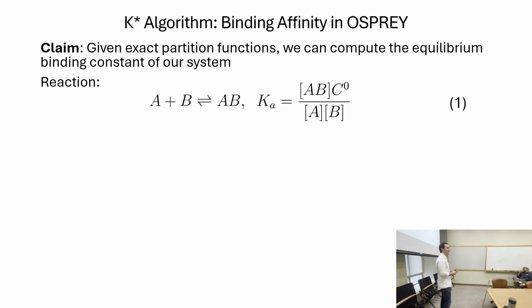So let's say we have protein A and protein B binding to form the complex AB. That Ka is going to be the concentration of our complex times the standard concentration, typically 1 molar, divided by the concentration of both the reactants.